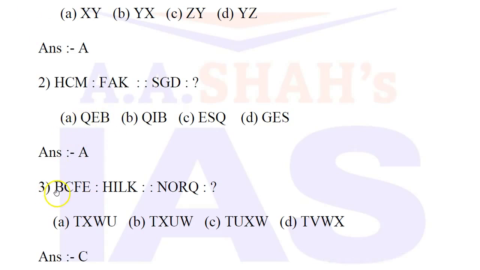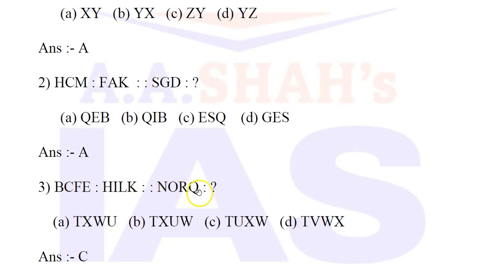Third question now. You have BCFE is to HILK and NORQ is to what? Now if you observe, you have to compare B with H, C with I, F with L, E with K. The same way it has to be done. So now B and H. What is the connection here? B plus 6, the answer would be H. Now C and I. C plus 6, the answer would be I. F and L. F plus 6, the answer would be L. And E and K. E plus 6, the answer would be K.